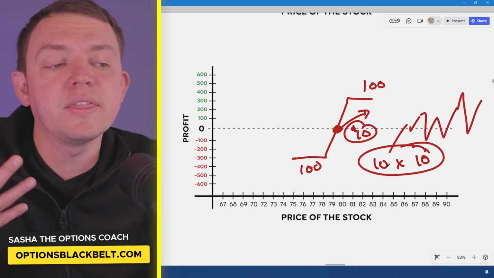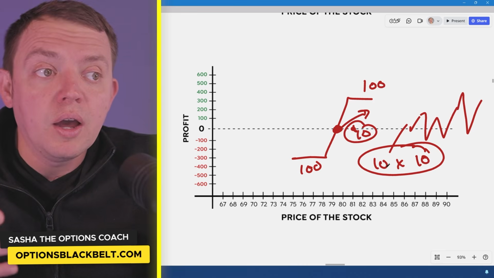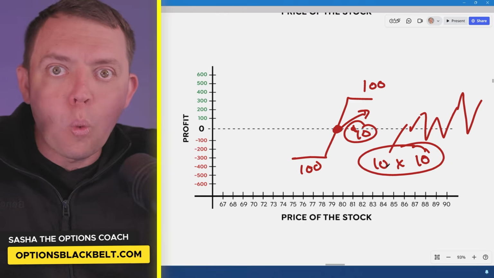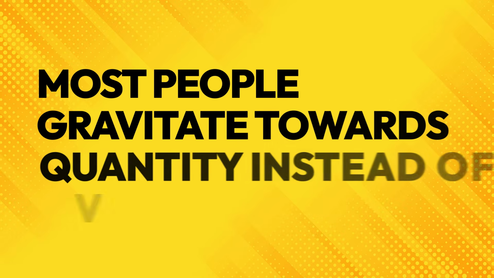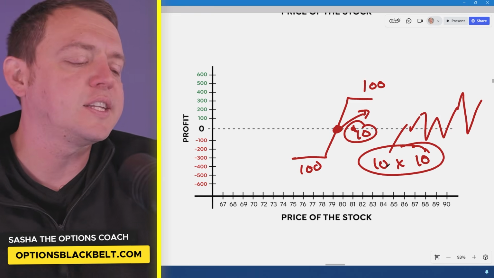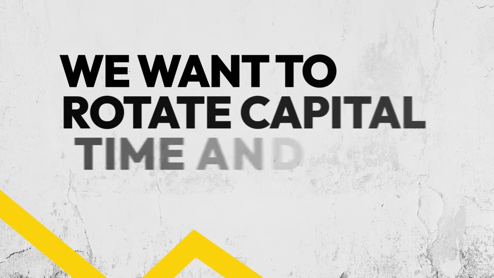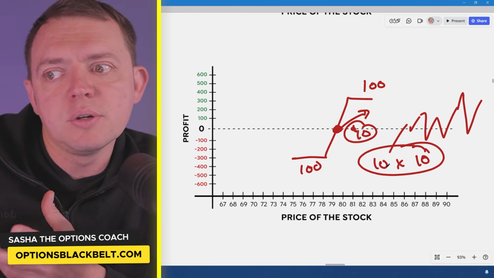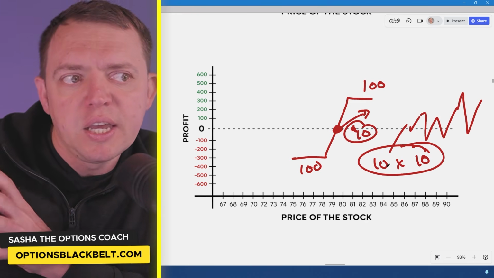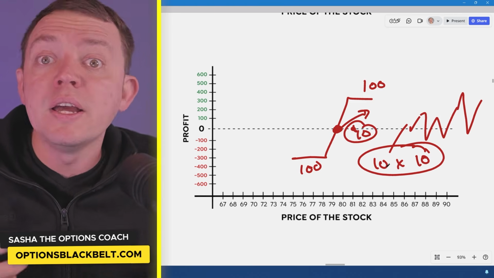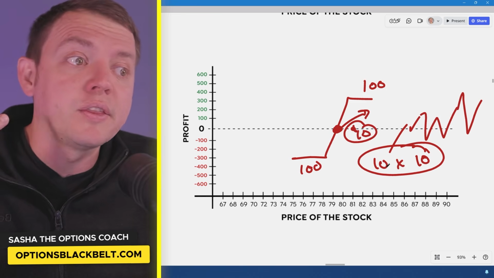So that's another way to think about it, is you're thinking about turnover velocity rather than thinking in terms of quantity, because most people gravitate towards quantity rather than velocity and turnover. So that's actually what we want to do, is rotate capital time and time again, so we can actually repeat that process. And it also lets us reset those positions in maybe a more favorable zone or area, or a different ticker. So think about those things as well.